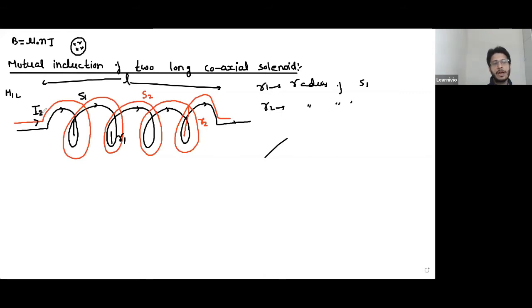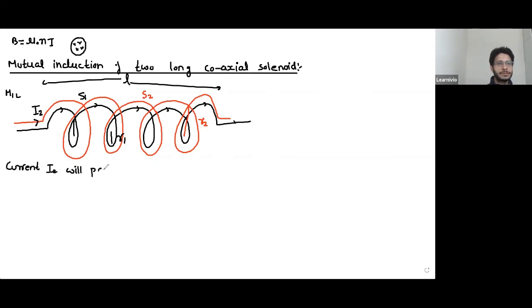Yes, first of all, I will calculate M12, then we will calculate M21. So for M12, current will pass through the outer coil S2 and EMF will be induced in the inner one, that's S1. So I need the magnetic field. Current I2 will pass through S2.